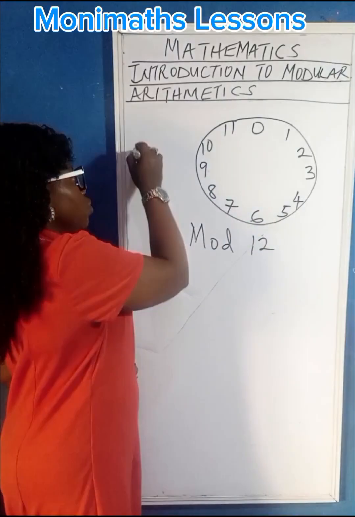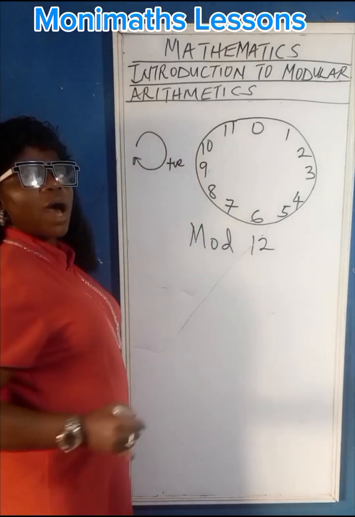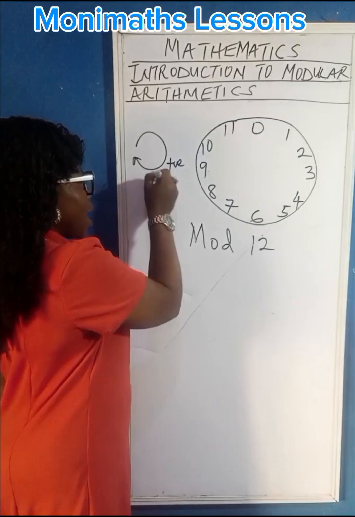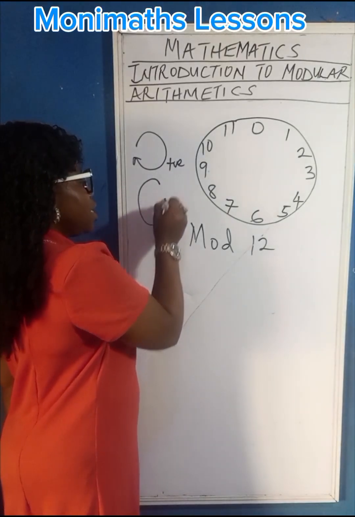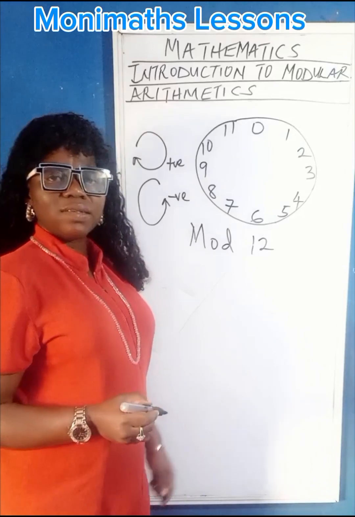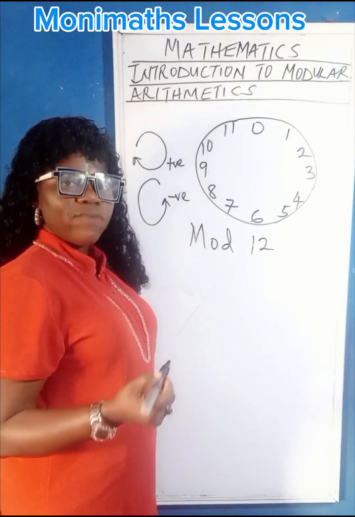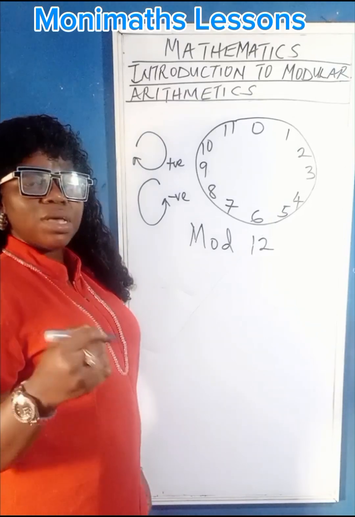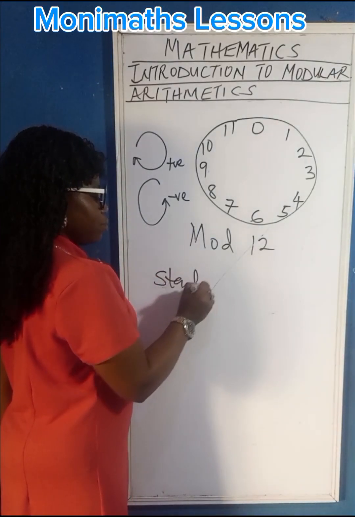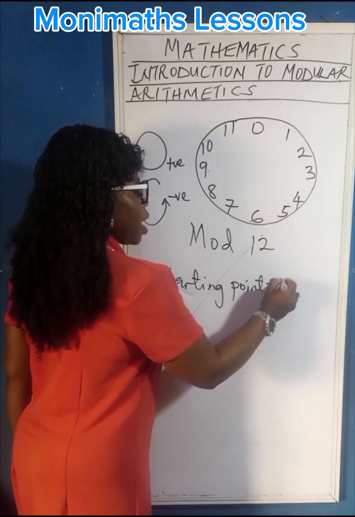A clockwise rotation is positive in modulo arithmetic or in a face of a clock, while an anti-clockwise movement is negative. So let us look at an example of when the time is 5 o'clock. When the time is 5 o'clock, that means our starting point is 5.